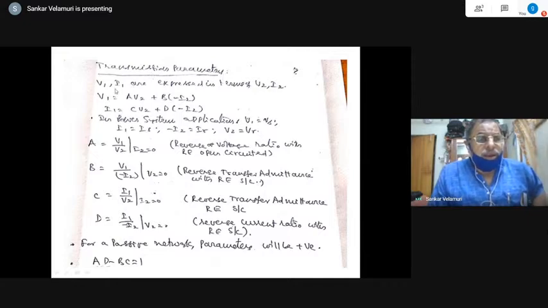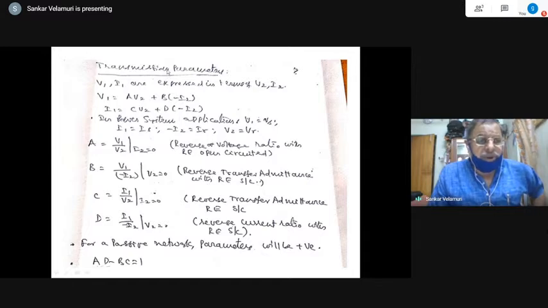Here V1 and I1 at port 1 are expressed in terms of V2 and I2. So V1 is equal to A into V2 plus B into minus I2. I will tell you the reason for this. I1 is equal to C into V2 plus D into minus I2. Minus I2 implies the port current is away from the port. That is why these are called transmission parameters.